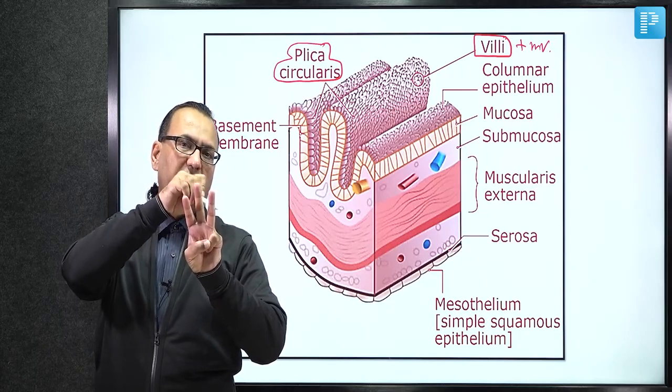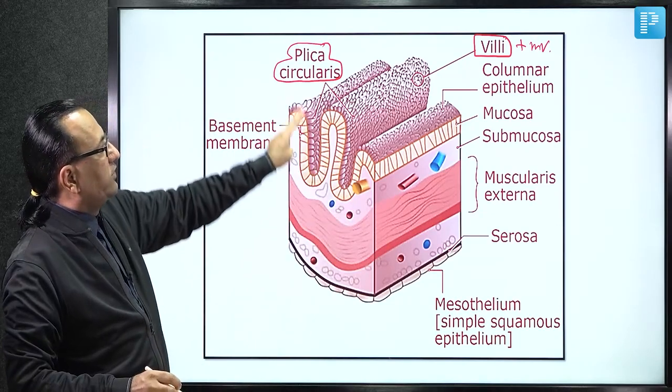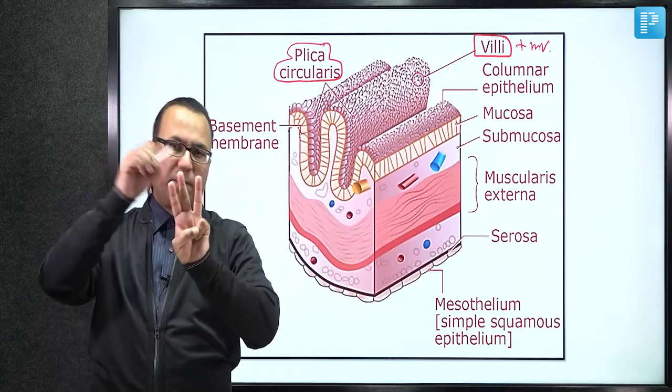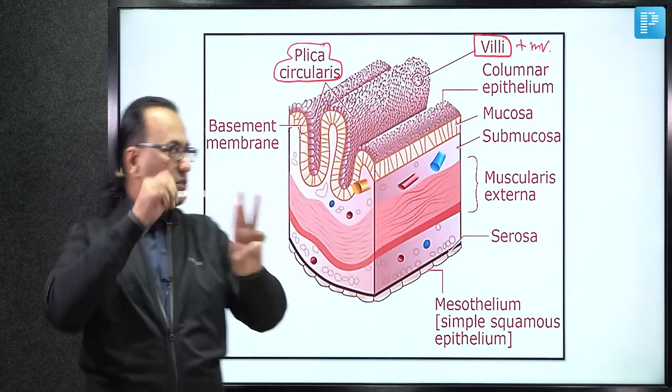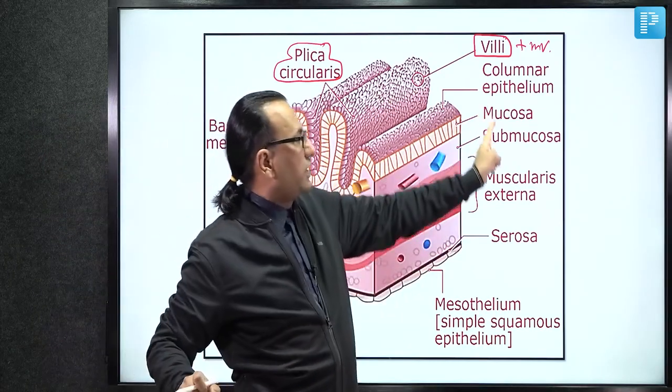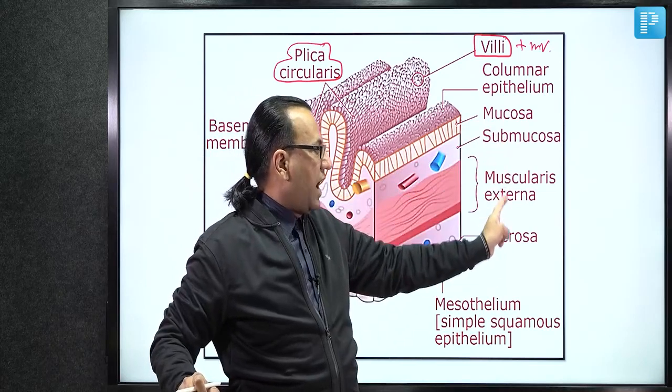It may be seen that the ileum has very few plicae circulares and villi, microvilli. So there will be maximum in the middle portion, that is the jejunum. And as we know, the small intestine, since it is a part of the gut tube, will have the mucosa, submucosa, muscular externa, and the serosa.